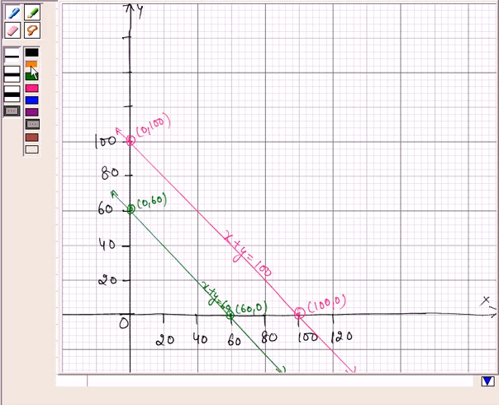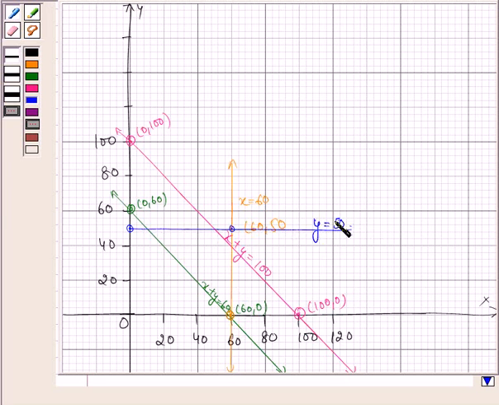Third line is x equals 60, points are (60, 0). This is the point. And then (60, 50). This is the point (60, 50). Now this line is parallel to the y-axis. Fourth line is y equals 50, points are (0, 50). This is the point (0, 50). Then (60, 50). Let's now join these points. So this is the line y equals 50.